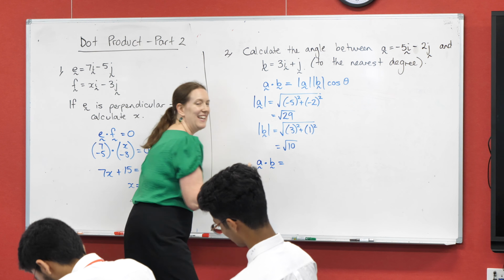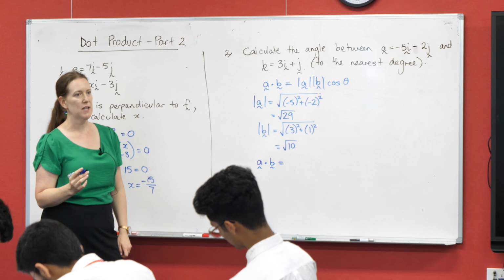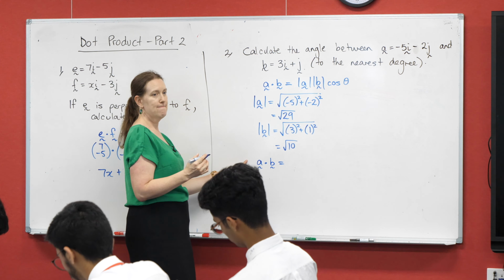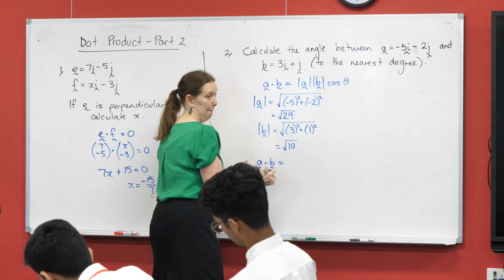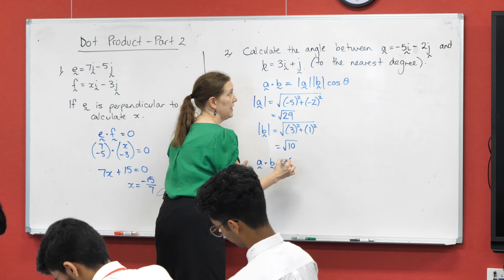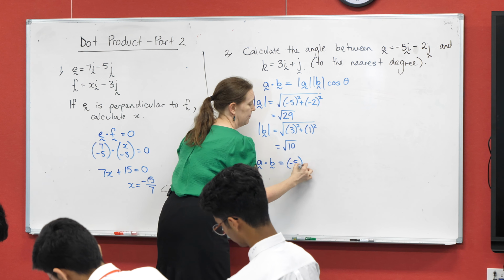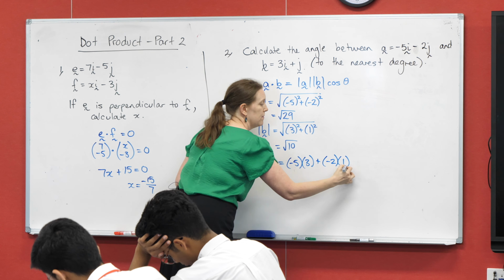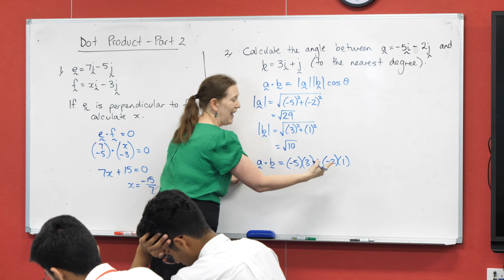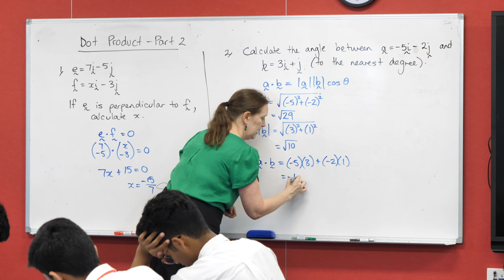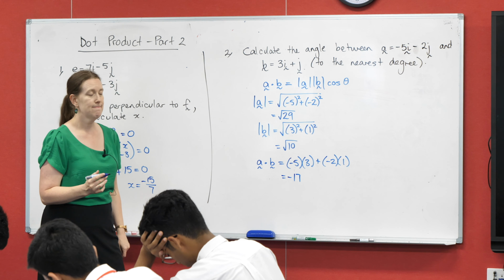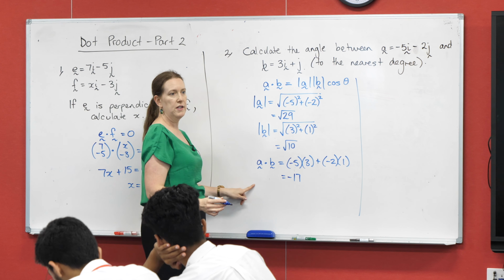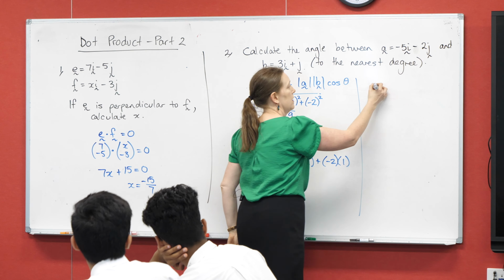And what's my A dot B? My dot product, my scalar product of A and B. Minus 15. So how do we get minus 15? Minus 5 times 3 plus minus 2 times 1. Tell me where it comes from. We can pretty quickly go minus 17. Do you agree? So far, we've got all of the components we need for cos.